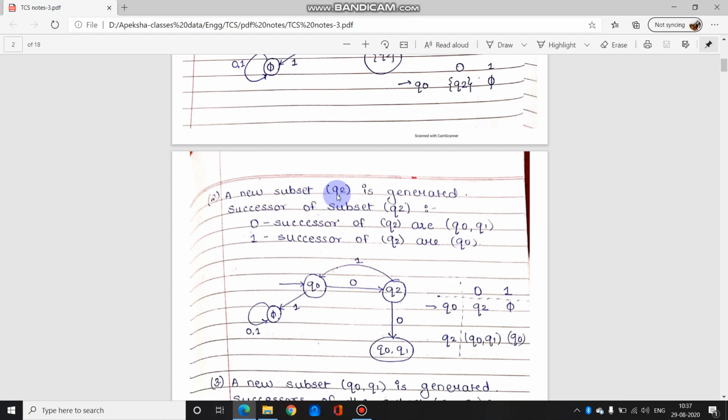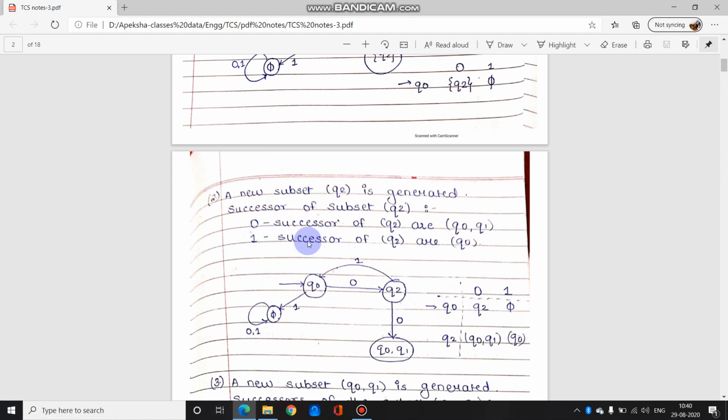See, on Q2, if the input is 0, the successor is Q0 Q1, meaning the transition is to this state, and on Q2 an input 1 makes a transition to the Q0 state. So that is what we are going to do here. The diagram we took here, we will continue with the same. If you see, this is from the previous diagram: Q0 on 1 is the phi state, and Q0 on 0 is the Q2 state.